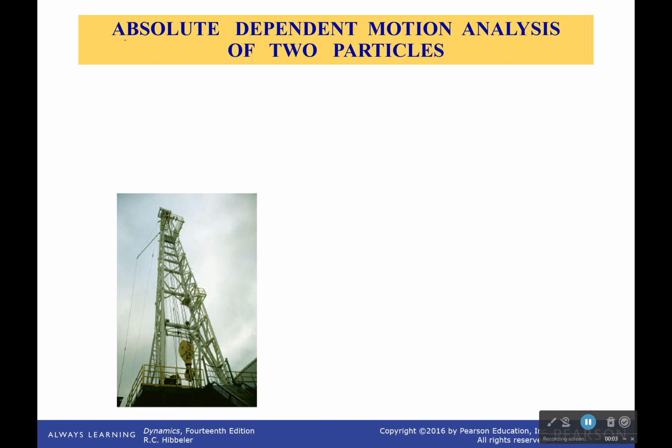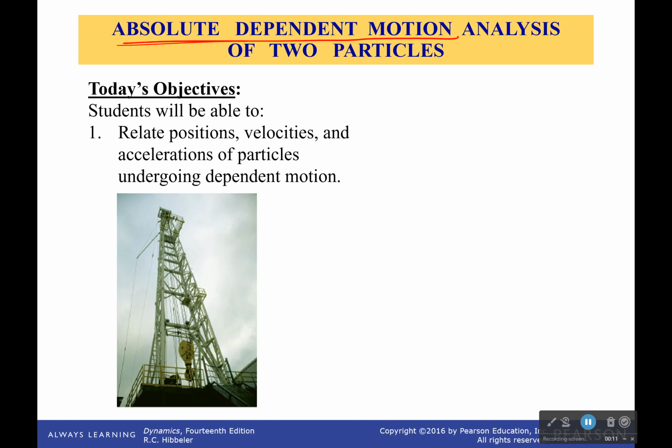So this time we're going over absolute dependent motion analysis of two particles. How could this be terrible? It's not actually that bad. It does take some practice though. This is a hard concept, but a simple one once you realize how to do it. It's hard to grasp, but once you master it, it's easy to do. So what we're going to do is relate positions, velocities, and accelerations of particles which are undergoing dependent motion. It means they're attached to each other.